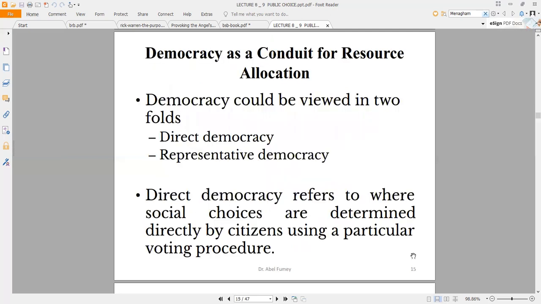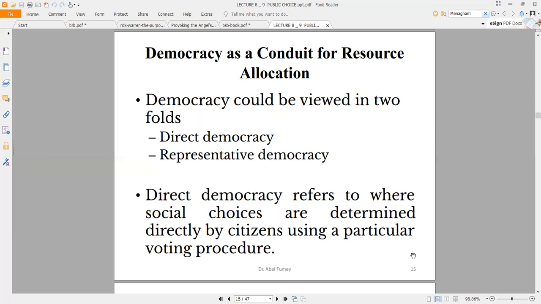Okay. Let's look at democracy. Okay, democracy. We normally see democracy as a channel for resource allocation. Here, democracy is seen in two ways: direct democracy and then representative democracy.